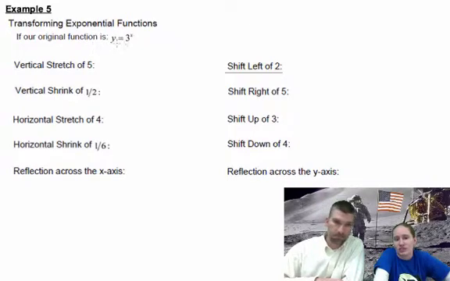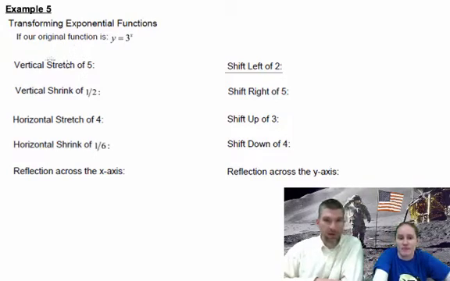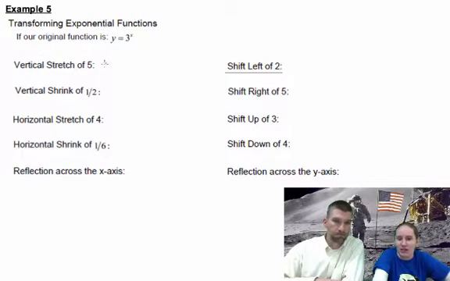If our original function is y equals 3 to the x, we're going to apply each of these transformations to it, and we're only going to apply that one thing. We're not going to build. Okay, sounds good. So a vertical stretch of 5 is going to multiply your function by 5. If it's a vertical stretch, it just multiplies outside your function, and our function is 3 to the x.